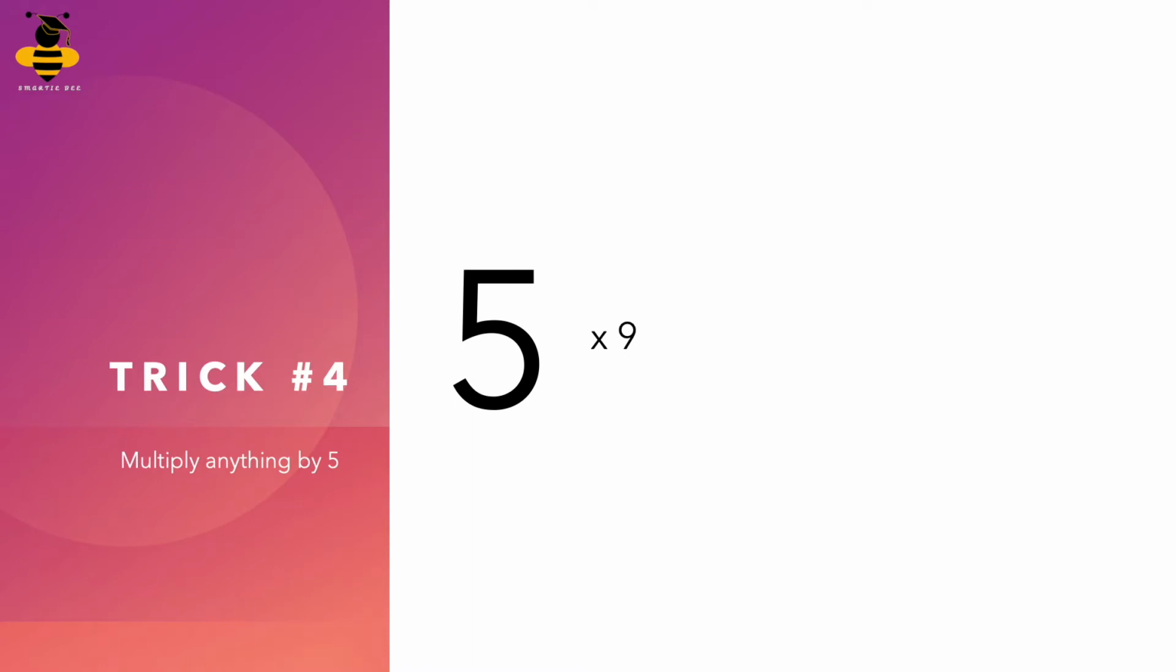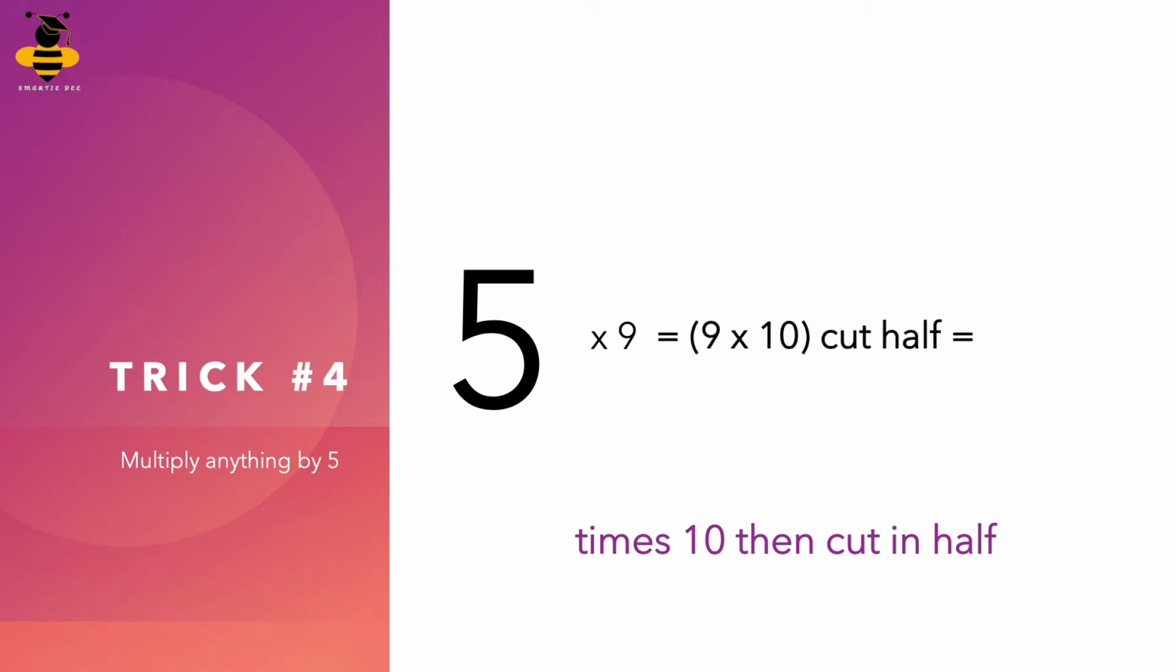Trick number 4, multiplying anything by 5. Now this is very interesting. It's so easy: you just have to multiply any number by 10 and then cut it in half. Let's look at the example here. We are saying 5 multiplied by 9. If we go with our logic of times 10, then cut it in half, 9 multiplied by 10 is 90, and half of 90 is 45.